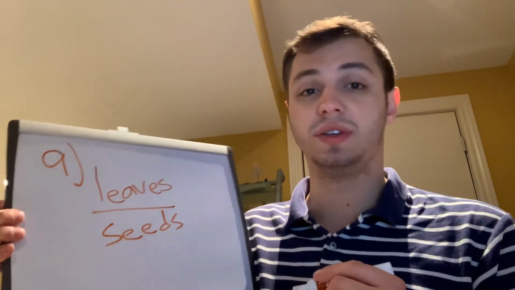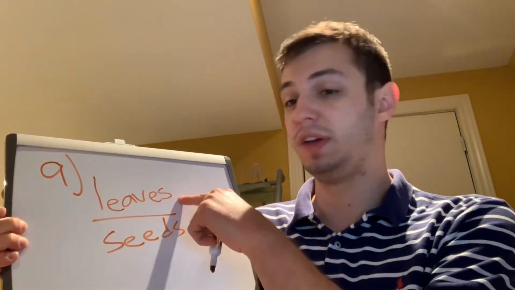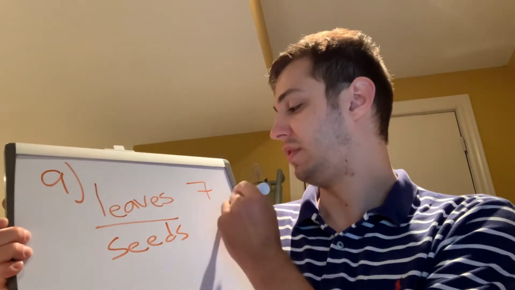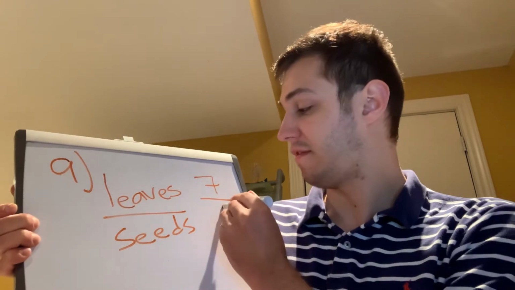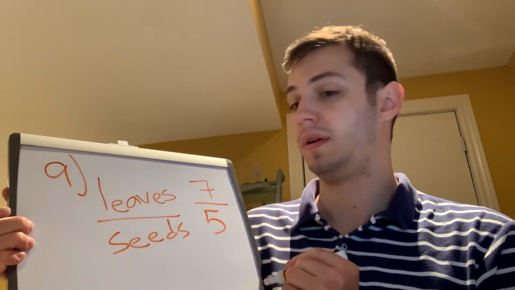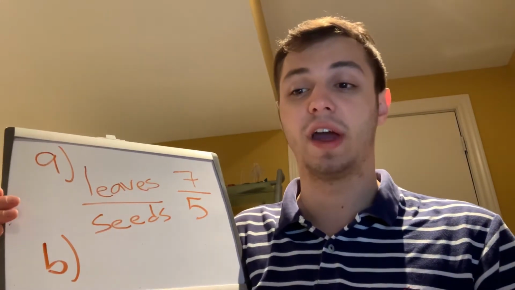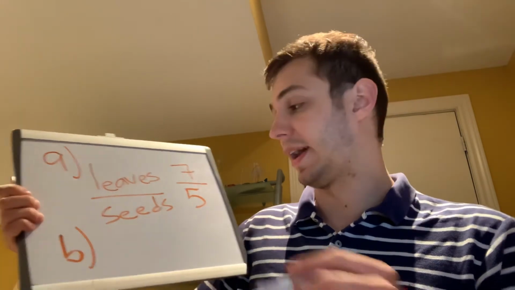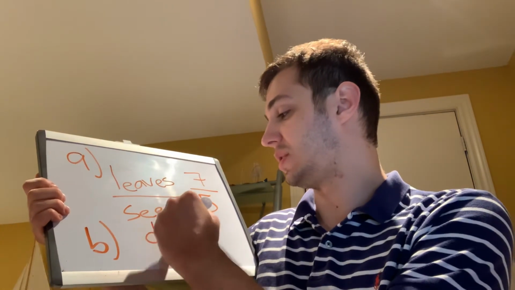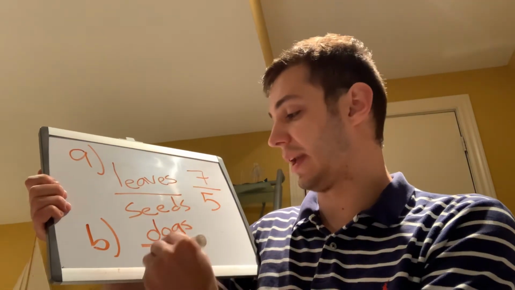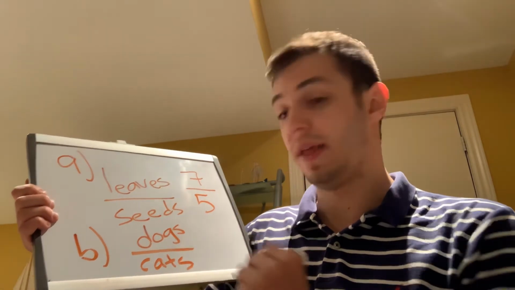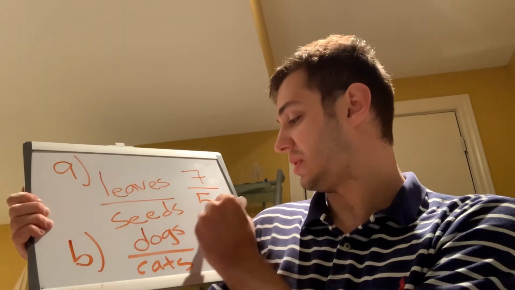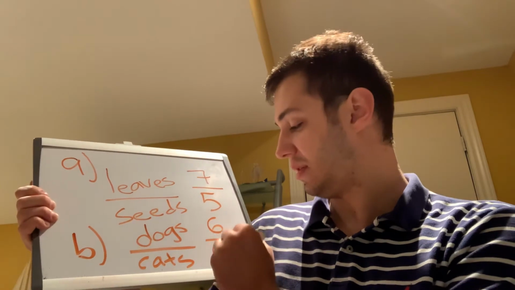So now what we have to do is use numbers. How many leaves fell? 7. For how many seeds? 5. So we're done. Let's look at part B. In part B, it tells us there are 6 dogs for every 9 cats. So we'll put dogs divided by cats. And then for our numbers, there's 6 dogs for every 9 cats.